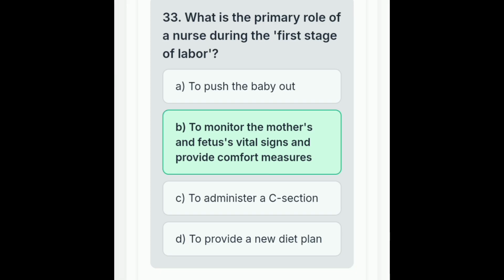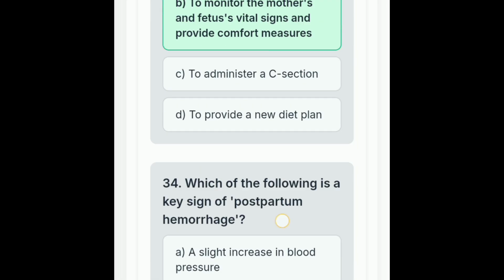What is the primary role of a nurse during the first stage of labor? A, to push the baby out. B, to monitor the mother's and fetus vital signs and provide comfort measures. C, to administer a C-section. D, to provide a new diet plan. So the B is the appropriate.